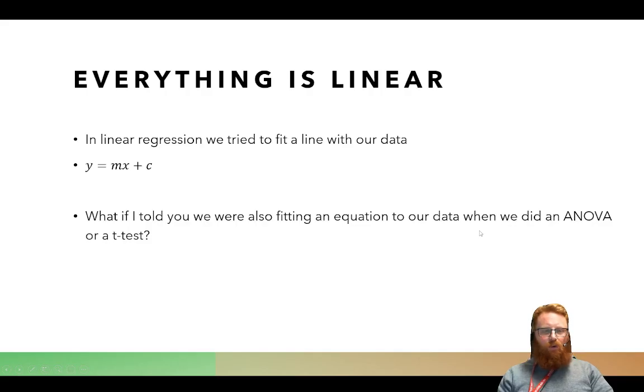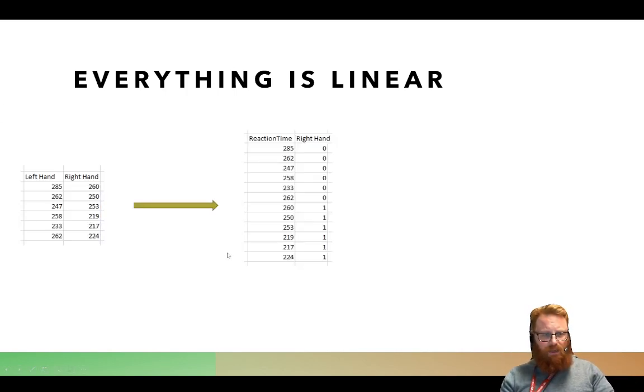Okay, so we know that when we did our linear regression, we fit a straight line. Here's the general equation for a straight line: y equals mx plus c, where m is the slope and c is how far up and down the y-axis it goes. So it should seem no great surprise that you're fitting this equation to your data when you fit a line. But what if I told you we were fitting basically the exact same equation whenever we did an ANOVA or a t-test? All right, so here's this t-test data we had before.